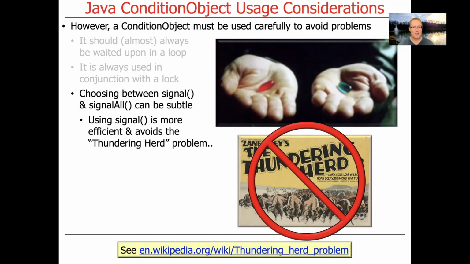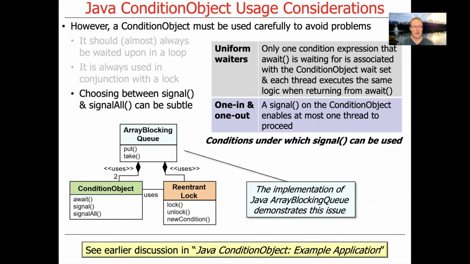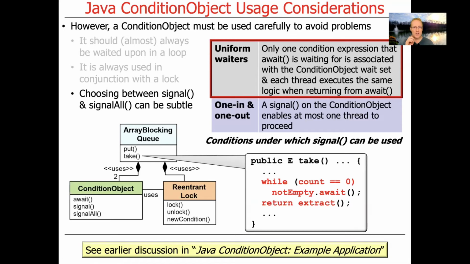So make sure you read about the thundering herd problem. It's a problem that will undoubtedly show up on a quiz. So it's good to be aware of what it is and why you shouldn't do it, and also how to avoid it. There's a description of how to avoid this here when we think about the array blocking queue. So we're going to use the implementation of the array blocking queue to demonstrate the issue of choosing between signal and signalAll.